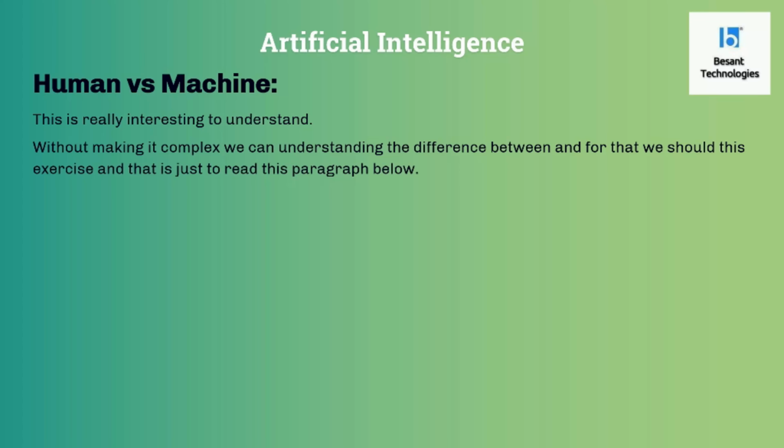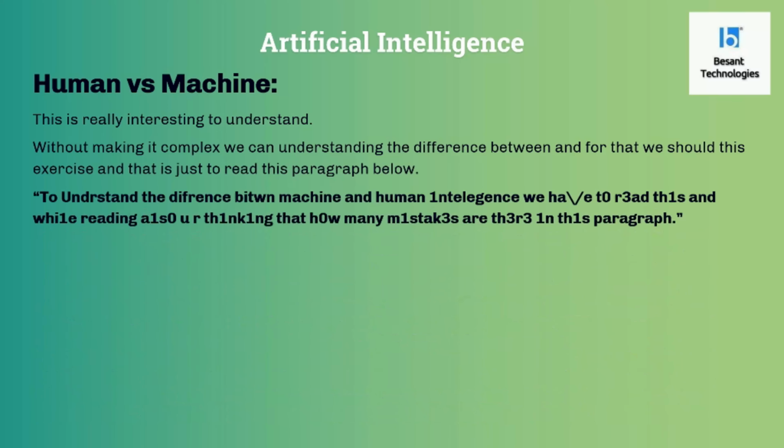In this exercise, you guys have to just read a paragraph while listening to me. I'll give you a 30 second window, and in this 30-second window just try to read a paragraph, and the paragraph is this. Just please start reading, guys. Yeah, maybe you guys are done. Again, I'll be reading this paragraph to understand the difference between machine and human intelligence. While reading, also think about how many mistakes there are in this paragraph.